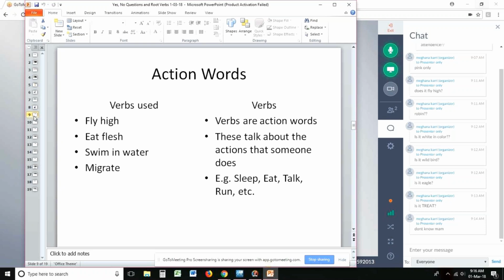Whether it is listening, eating, speaking, running, writing, typing, talking, blinking, smiling, anything, whether it is physically visible or invisible, any action that you do is called a verb. All right, is that clear?